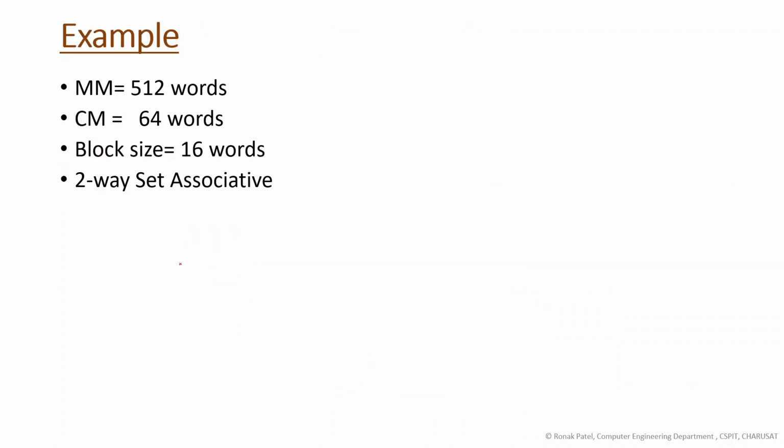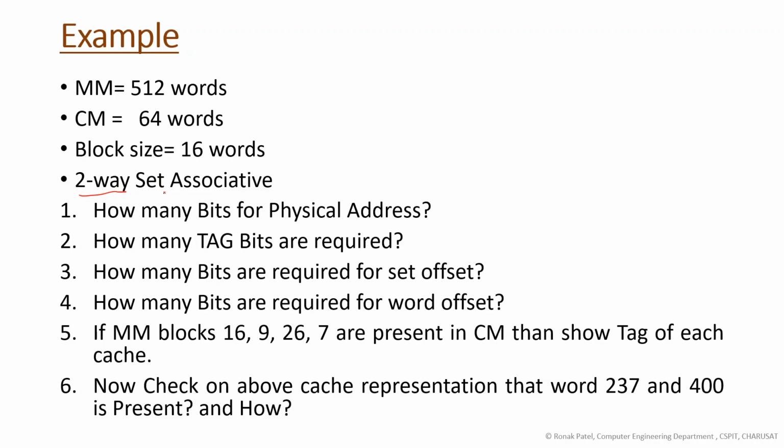Now the same example, I just need to mention two-way set associative and the same physical address. This will remain the same. How many tag bits are required? This will be changed. Now it's a set offset instead of cache block offset. The word offset will remain the same, as we have not changed the block size. Again, put these cache blocks, and then you need to check whether this word is present or not.